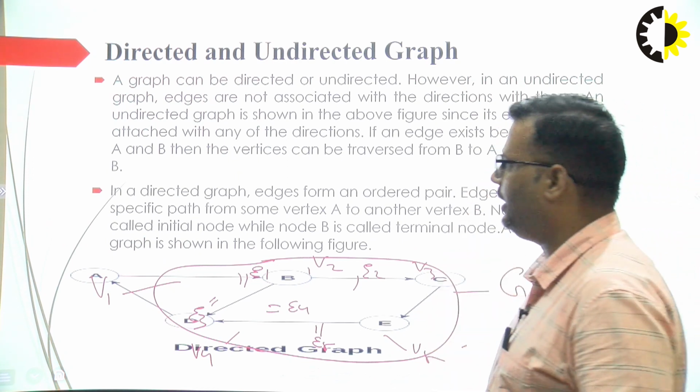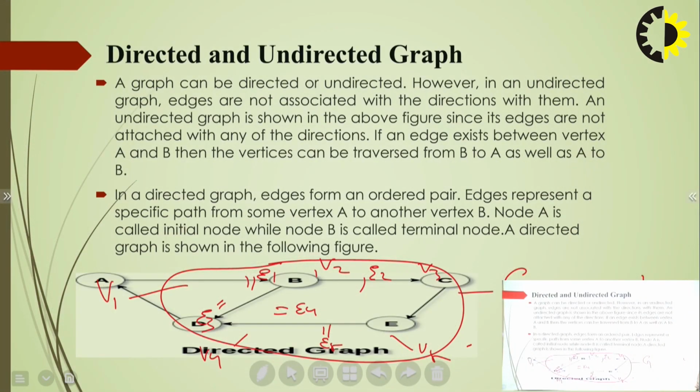Directed and undirected graph. So here we will discuss the two types of graph, directed graph and undirected graph. What is a directed graph and what is an undirected graph? If we have a graph whose edges also have a direction, it is called a directed graph. An undirected graph, where we cannot declare any direction, is called an undirected graph.